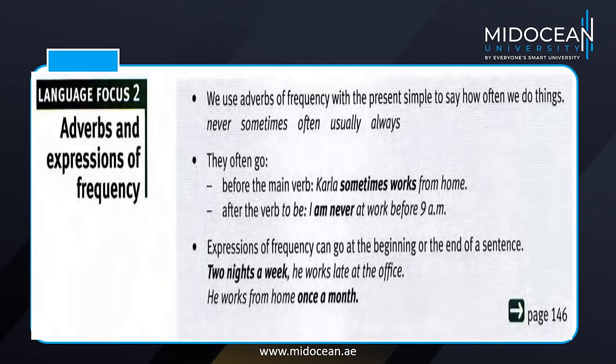Then we have expressions of frequency. The expressions of frequency can go at the beginning or the end of a sentence. Two nights a week. He works late at the office. He works from home once a month. Okay, so زي two nights a week or once a month، ممكن two nights a week تيجي في بداية الجملة، once a month for example ممكن تيجي في بداية الجملة، okay، في نهاية الجملة. So هنشرحهم تاني.